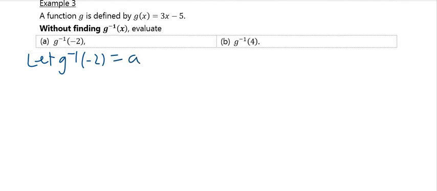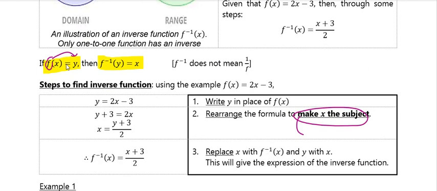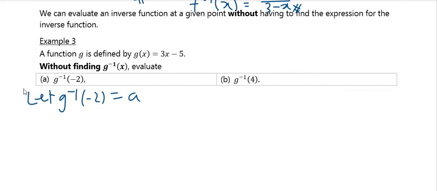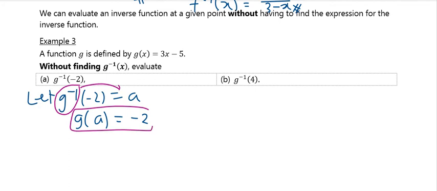And you know from the previous part, which is the first page, you have to use this property. When you move the inverse to the other side of the equation, you can have the function. So here, when you move the function over here, you will have g(a). So you can say that g(a) is equal to negative 2. So you can use this later. Just remember this one.